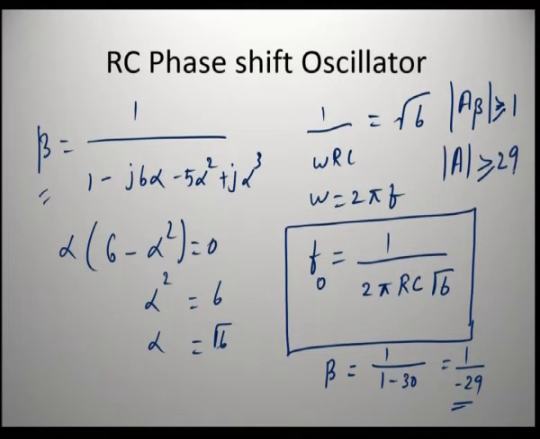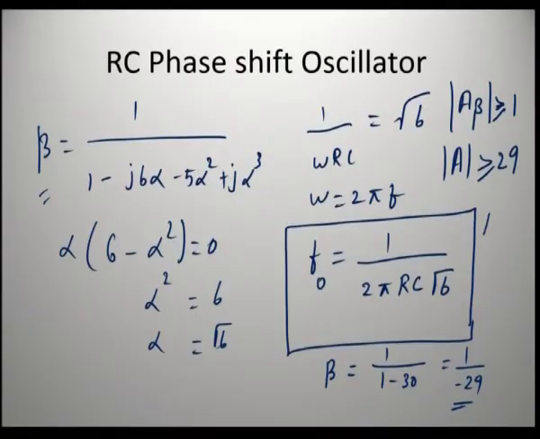And what is A? The gain of the amplifier. So, the gain of the amplifier from the circuit is A equal to RF by R1. Modulus value is RF by R1. So, this is equated to 29, and so RF is equal to 29 into R1. So, this is the value of the resistance we have to use in the amplifier circuit. So, these are the two important points.